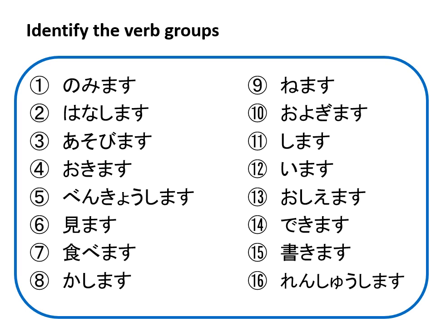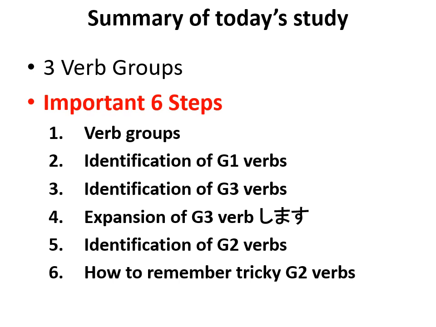Okay, so this is what you learned today. So you learned about 3 verb groups. In particular, you learned how to identify these 3 Japanese verb groups, group 1, group 2, and group 3. Okay.